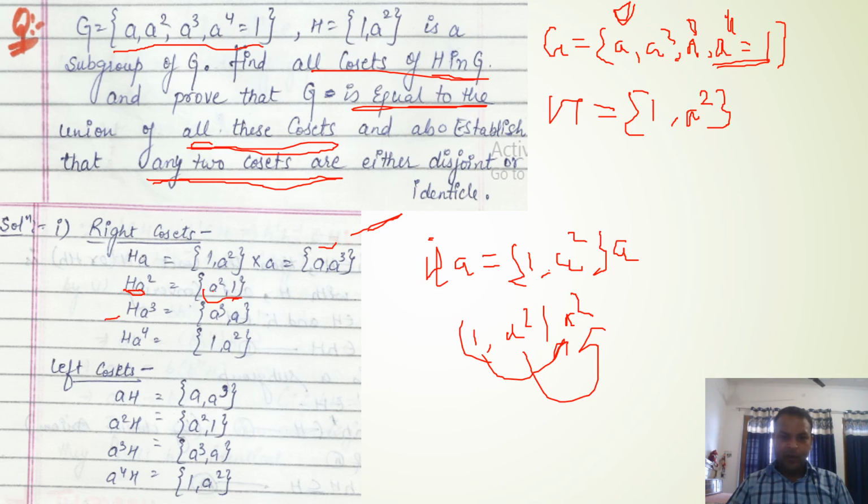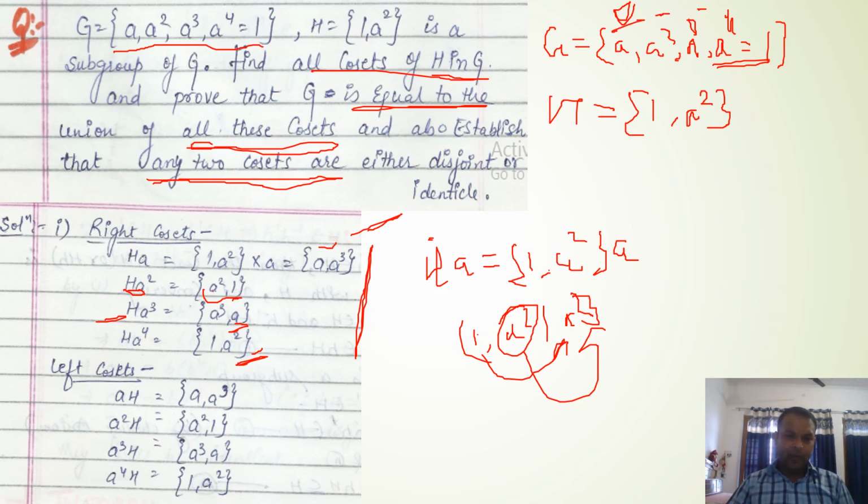Similarly, we will find the value of Ha cube. While finding Ha cube, we will get a cube comma a to the power 5. A to the power 5 can be decomposed as a into a to the power 4, and since a to the power 4 is 1, the resultant value will be a. Similarly, we will calculate Ha to the power 4. These are 4 right cosets because this group G has 4 elements, so we can create 4 left cosets as well as 4 right cosets.